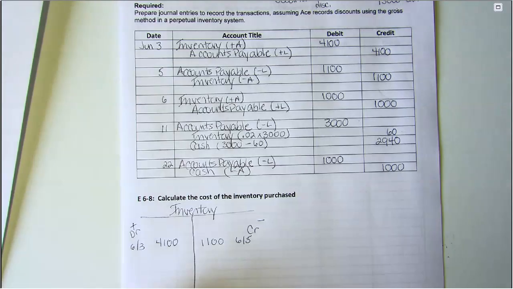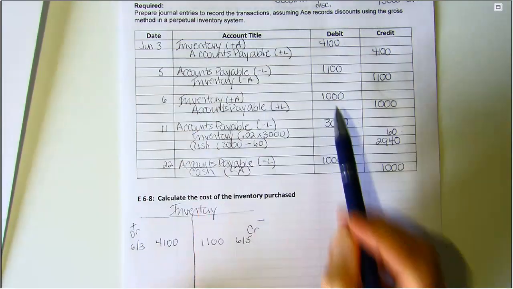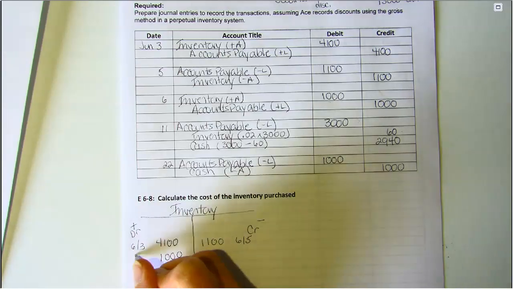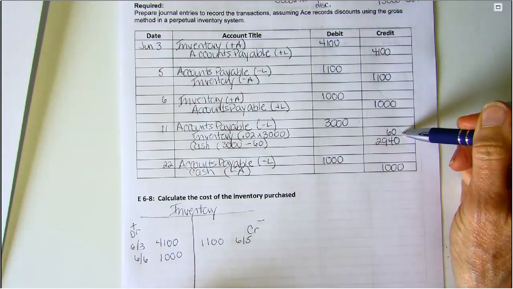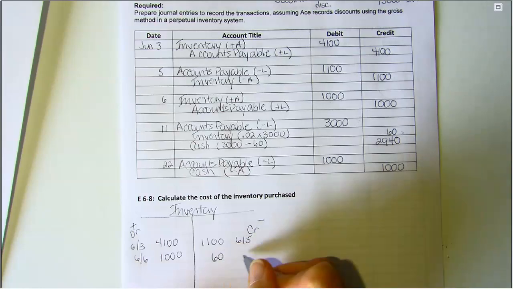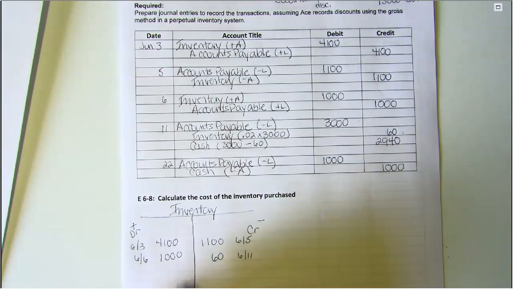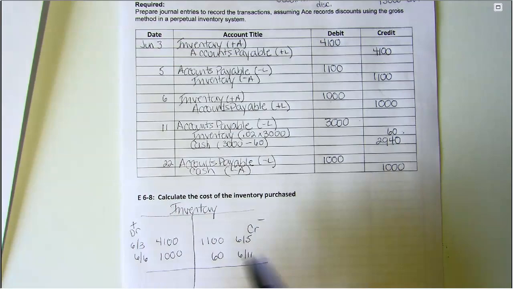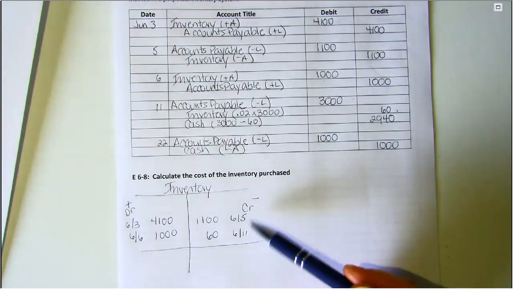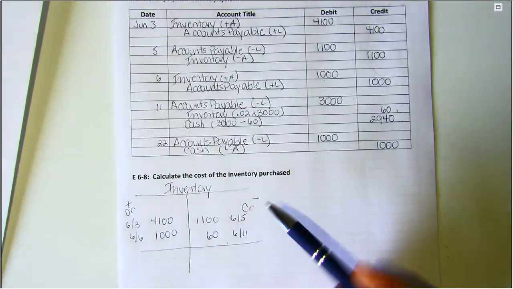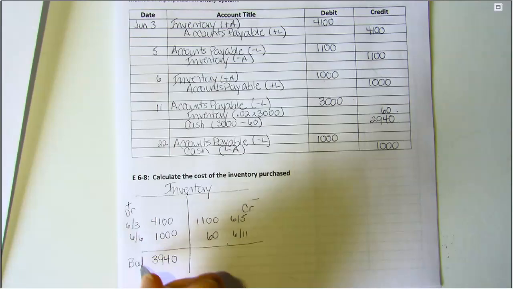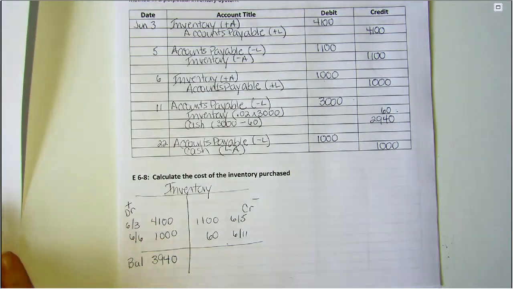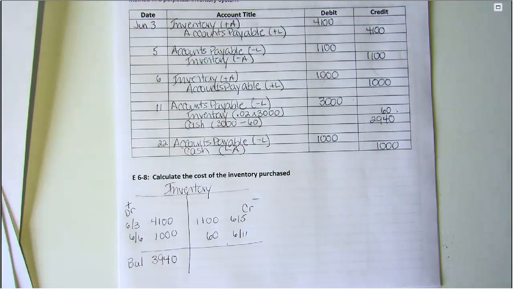That's a credit for the return. Then we have a debit on June 6th for $1,000, another purchase. And then a credit to inventory on the 11th for taking a discount. And that's it. So if we add down our debits, we have $5,100. Our credits total 1,160. If we subtract, our balance is 3,940.